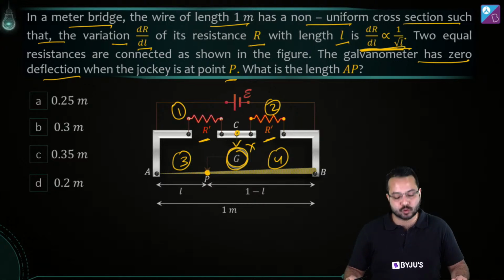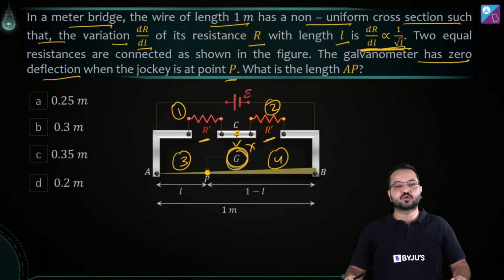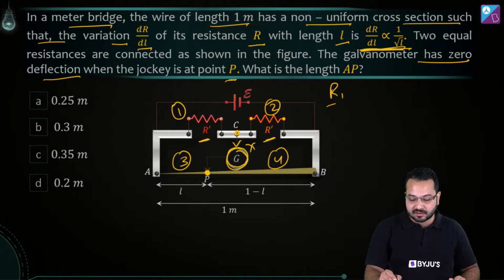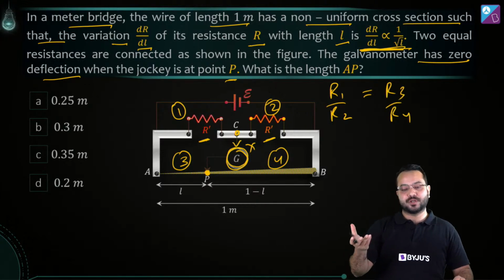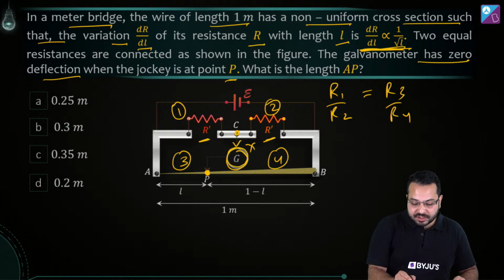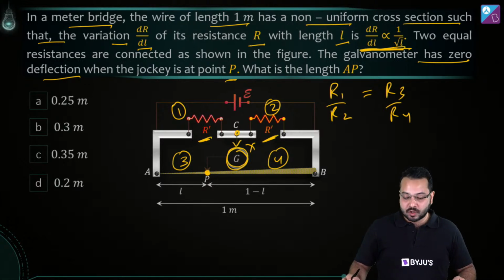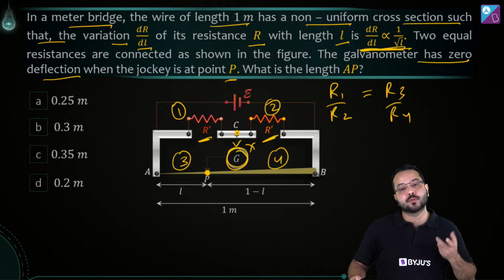It's a balanced Wheatstone bridge. And when we have a balanced Wheatstone bridge, then what can we say? That the resistance R1 by R2 should be equal to the resistance R3 by R4. Okay, that is a balanced Wheatstone bridge. Now these two resistances are equal, which means R3 by R4 should be equal to 1.